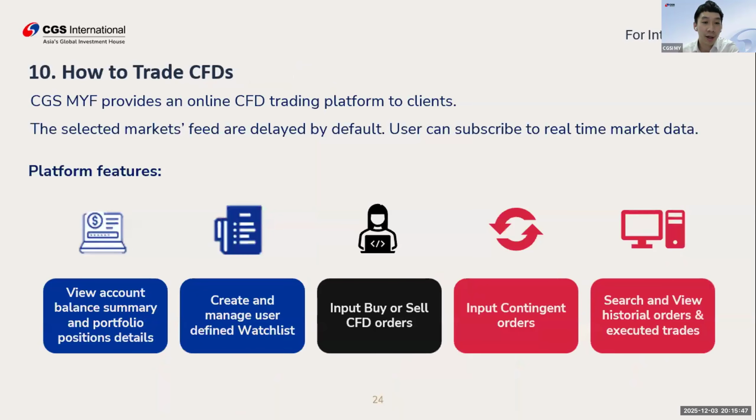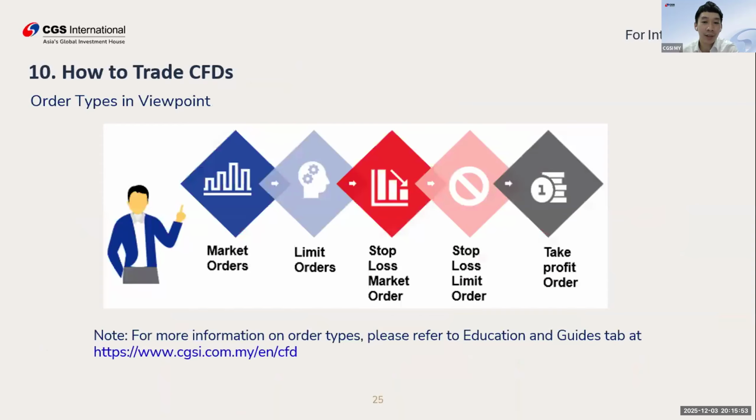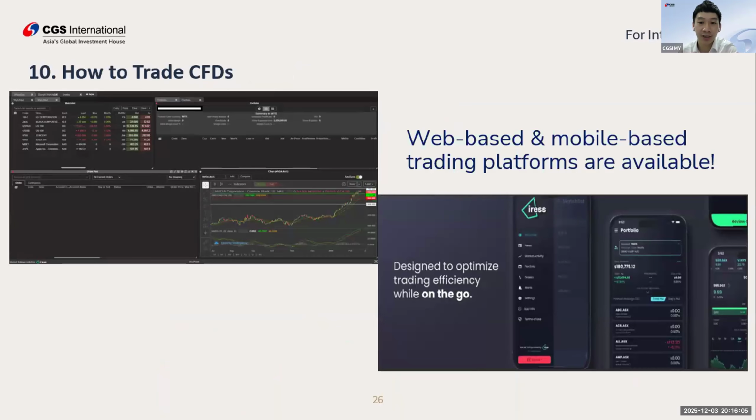Okay, then how to trade CFD? So basically on our platform, these are some of the features that we offer. Okay. Our types of order on CFD, there's market order, limit order, stop loss, all the basic order types that you need are available on the platform. Okay, this is a screenshot of the platform. Okay, IRES is available on desktop and mobile.